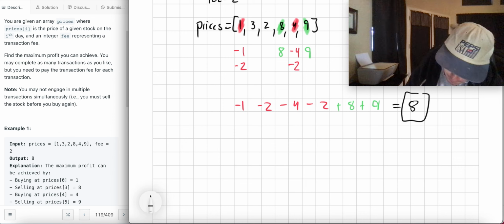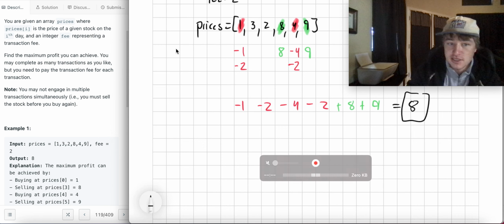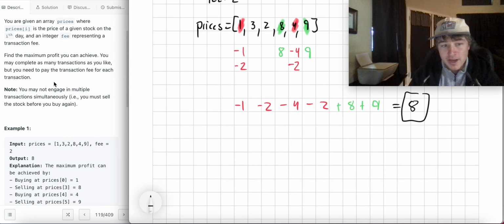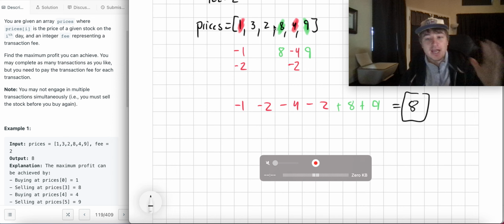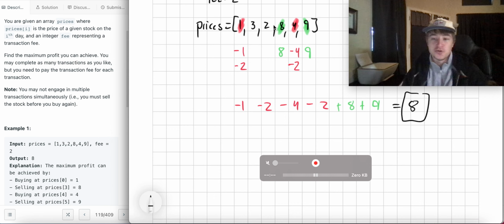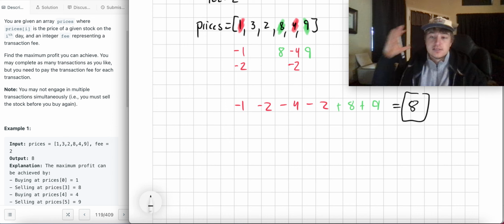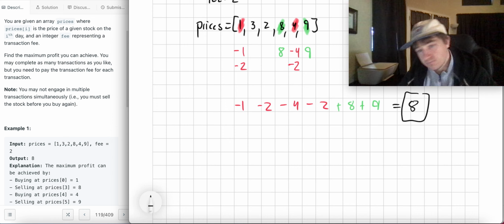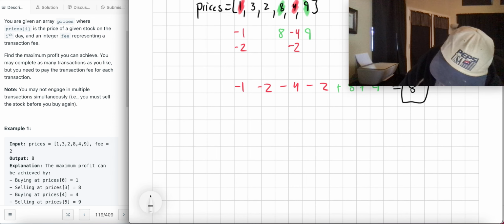So the observation that we're going to think about mostly when we solve this is this note, right? Which is, you may not engage in multiple transactions simultaneously. You must sell the stock before you buy again. And you see that in this problem here. You can't have 2 reds in a row. You can't have 2 greens in a row because you can't buy then buy. You have to buy then sell. You have to sell before you buy again. So that's really the observation which is going to help us here. But anyways, let's go ahead and write this before I ramble too much.